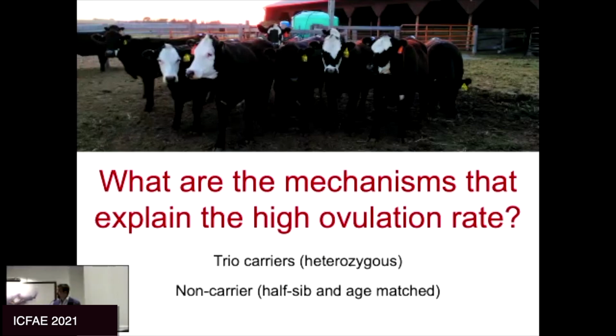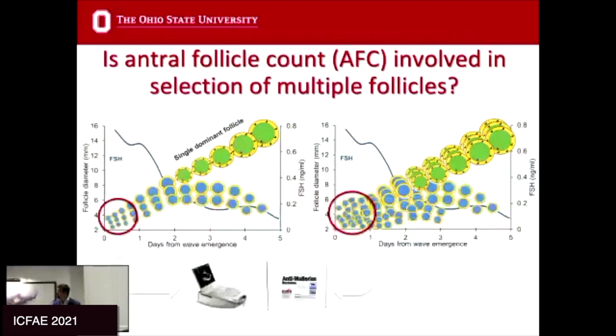And there are 2 things I want to point out before we go into the details. Most of the studies I'm going to show you right now use heterozygous Trio carriers as our group of interest, and also our control group are age-matched half siblings of the Trio carriers, meaning we were trying to control the genetic background of our control group as well.